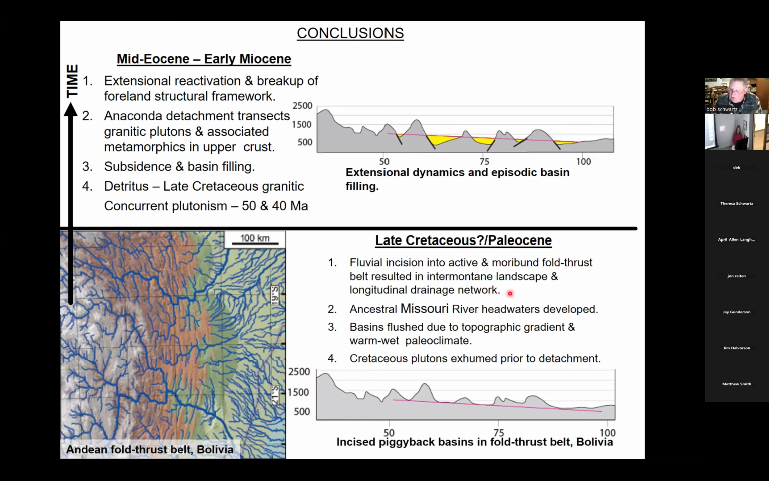Remember, this is in the fold thrust belt, severe fold thrust belt. And during that time period, there was fluvial incision into the active thrust belt and the moribund, and then eventually the dead fold thrust belt. And it didn't last too long in that stage, but it resulted in intermontane landscape and longitudinal drainage network development. At this time, the ancestral headwaters of the Missouri River developed.